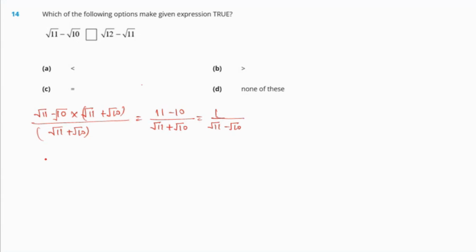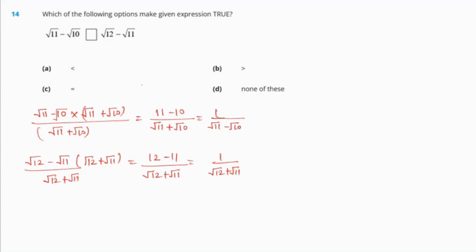Okay. Similarly, in this one, root 12 minus root 11, we need to multiply it by root 12 plus root 11 by root 12 plus root 11. Okay, so we will be getting 12 minus 11 by root 12 plus root 11. We are going to get 1 by root 12 plus root 11. Now, there is one basic thing that we need to look for in the denominator. Here it is root 11 plus root 10, and we have root 12 plus root 11.